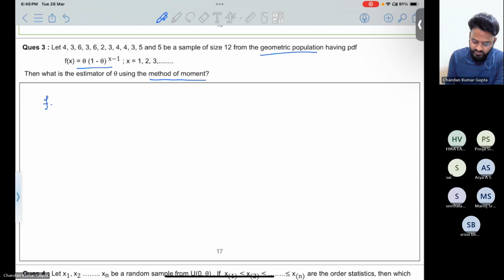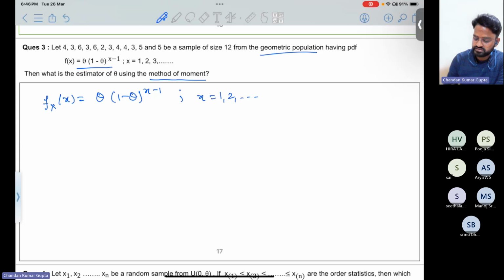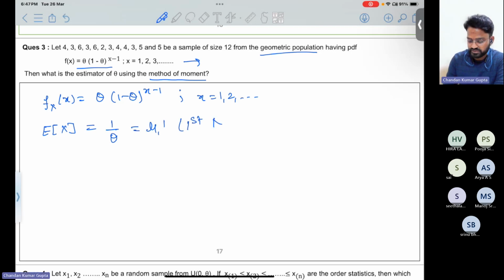So f(x) will be given as theta times (1 minus theta) to the power x minus 1. I'm writing this. Okay, so in the geometric distribution, the expected value of x, we already discussed it in previous classes, is 1 by theta. We've already found this out, which is also mu1 star, the first non-central moment.